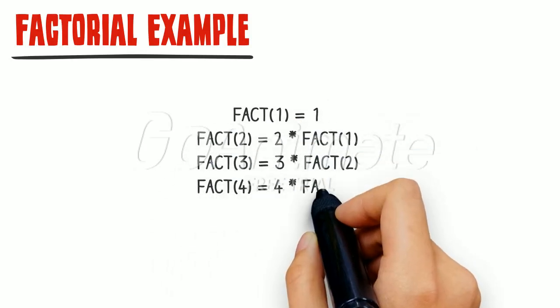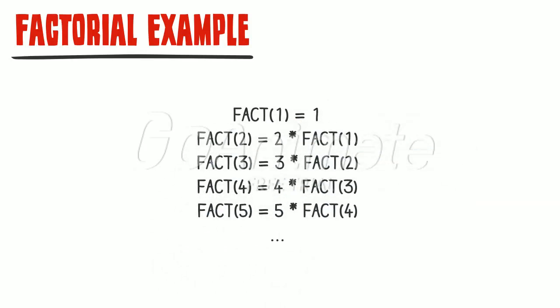Which one do you think would be the base case? Factorial of 1 would be the base case because it's the simplest computation. It doesn't need anything special. And factorial of 1's result is actually known, so it would be a good decision to make it the base case in order to stop the recursive process.